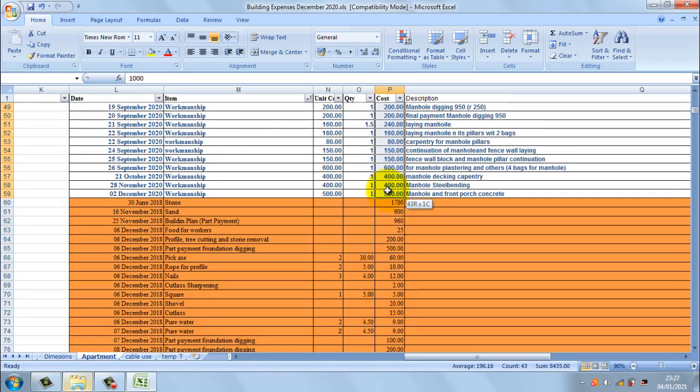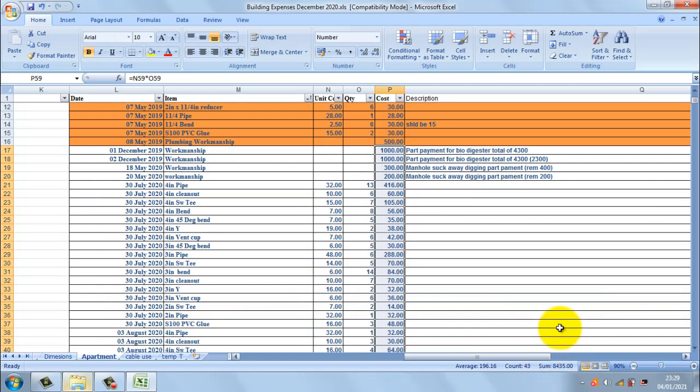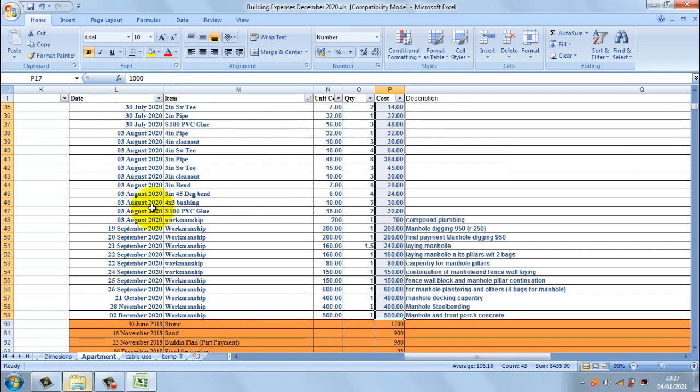So that was 8,435 Ghana cedis, which should be about $1,400 to $1,500 roughly for the plumbing, for the external sewage system up to the soakaway. Typically the sewage system is done after the building is completed.